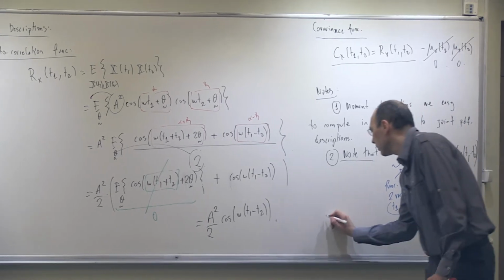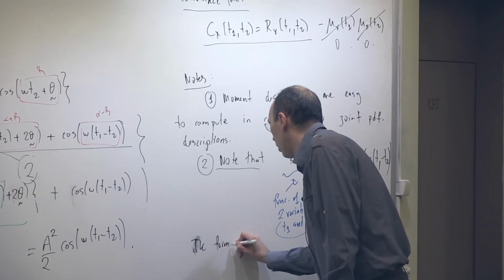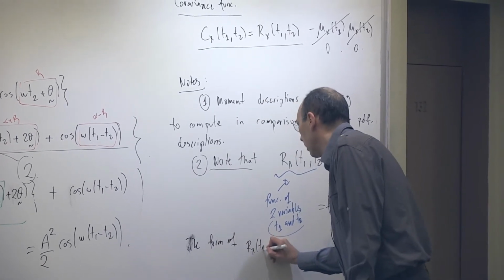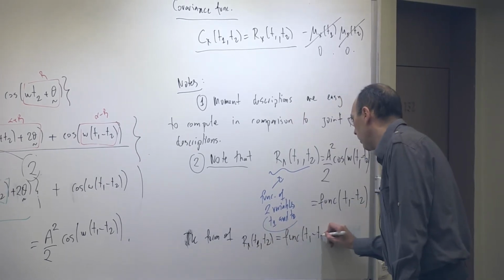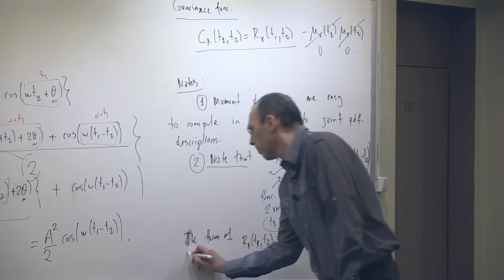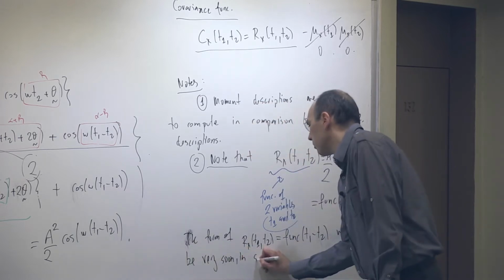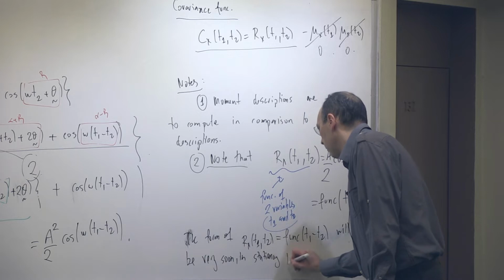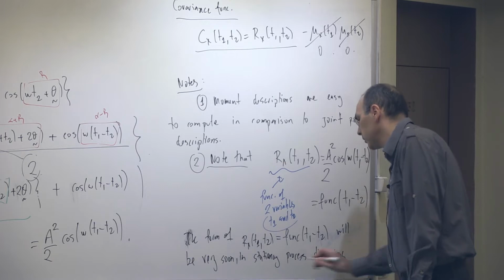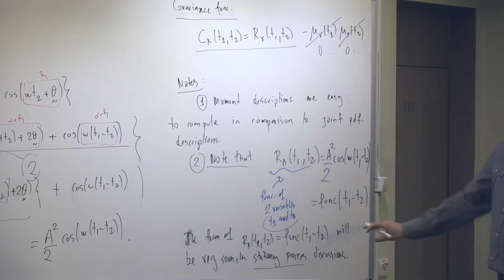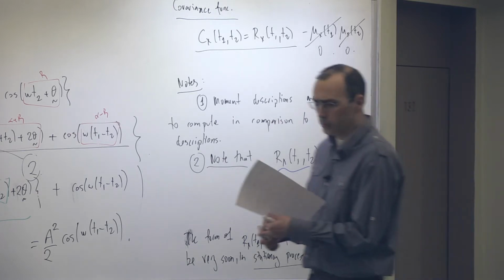So this will be important. The form of Rx T1, T2 being a function of T1 minus T2 will be important very soon in stationary process discussions. So today we will start this. So this is like a teaser for those discussions. So we see that there is something special going on for this case.